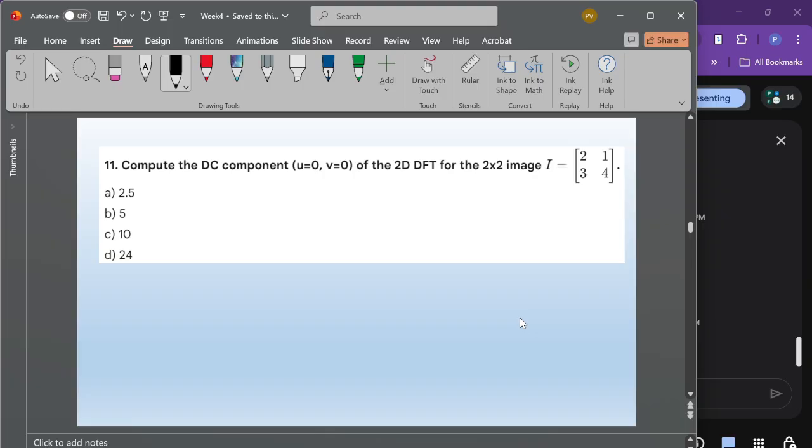So now the next question is: compute the DC component, that is at u equal to 0 and v equal to 0, of the 2D DFT of a 2 cross 2 image. Here a 2 cross 2 image matrix is given. Now we need to calculate the DC component at value 0, 0 using the 2D DFT.